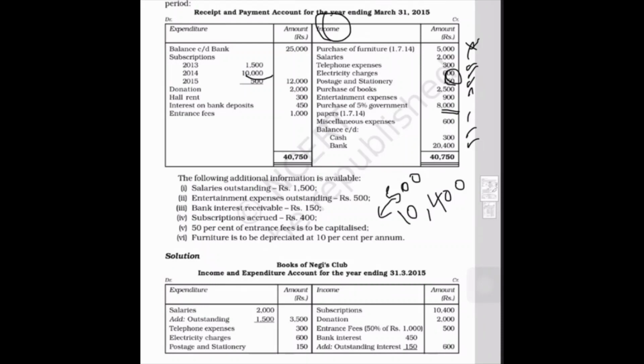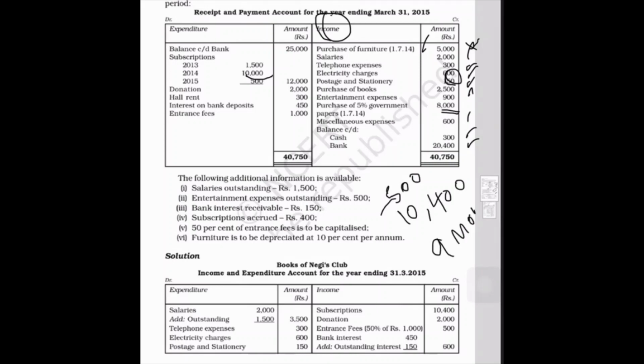Understand? So furniture is to be depreciated at 10% per annum. How? Actually furniture was purchased on 1/7/2014. Understand? So how many months? 7, 8, 9, 10, 11, 12 and then January, February, March. So 9 months depreciation we have to provide at 10%.